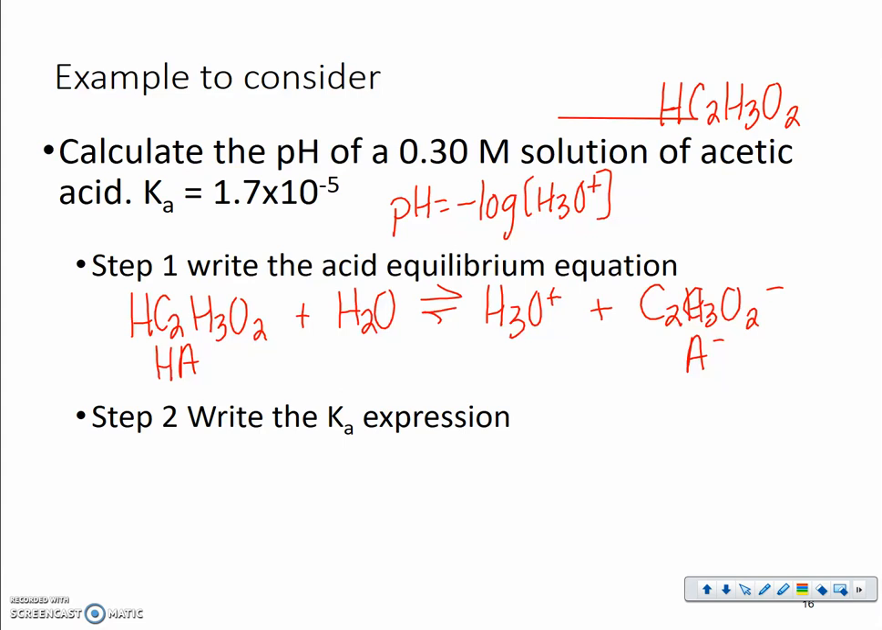Okay, our Ka expression is going to be equal to our products over reactants, but again we do not put water in there since that's part of the Ka already. So our goal is going to be to figure out what this value is, and that's how we can figure out what the pH is.